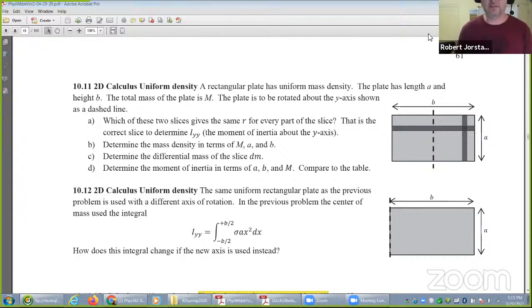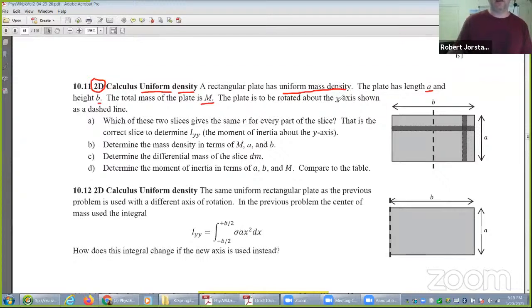The following things are stated. It's a 2D problem. We're doing a uniform density. It says it twice. We have length A and height B. Total mass is M. And we want to rotate it about the y-axis shown. So here's the y-axis. Got it.